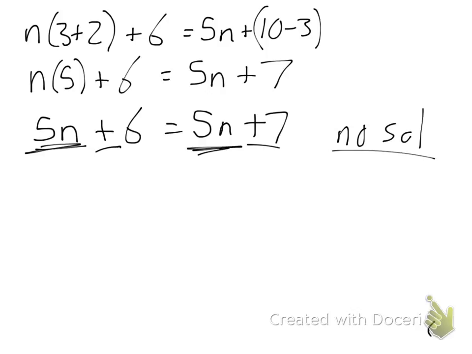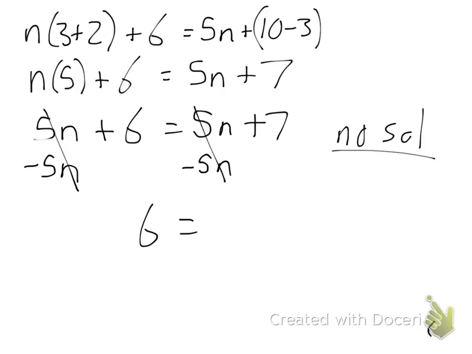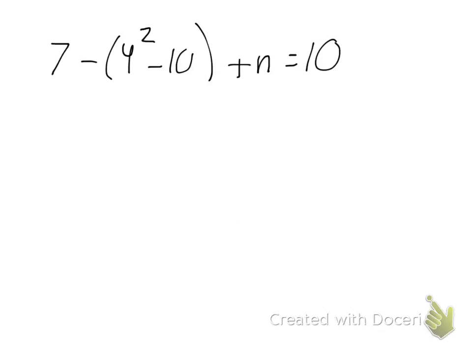Now, how would I go about showing this? What would it look like if I go to solve it? Well, to get 5n from one side to the other, we would subtract, right? But what you do to one side, you have to do to the other side. These cancel, these cancel. You're left with 6 equals 7. Is that true? Never true. So therefore, no solution.